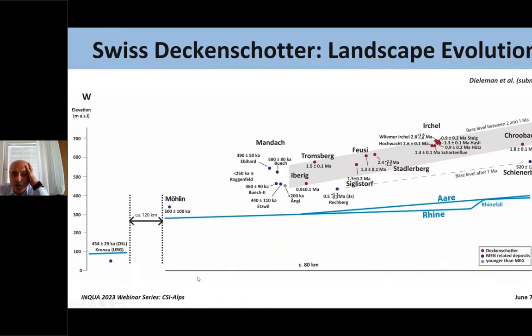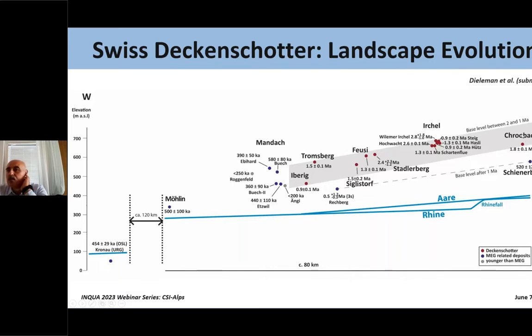Here again, a profile along the two rivers, a river profile from west to east in the Alpine Foreland. This is the Aare River, this is the Rhine River, this is the Rhine Fall. And here are all the sites that belong to the Rhine River system, which are dated. And this is the base level between 2 and 1 million years. Then this is a probable base level after 1 million years.